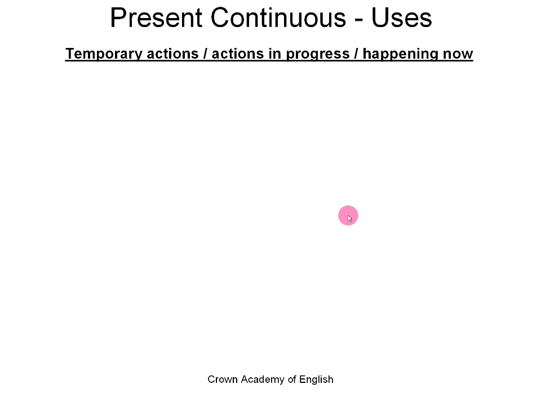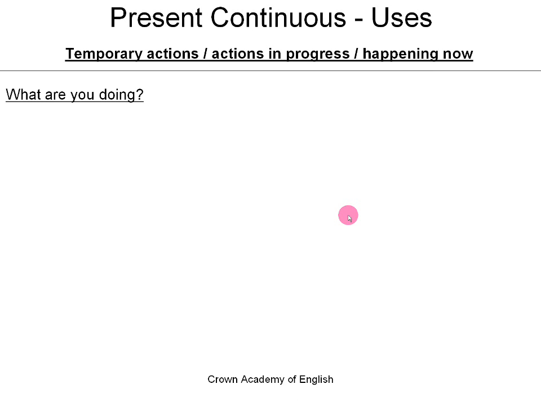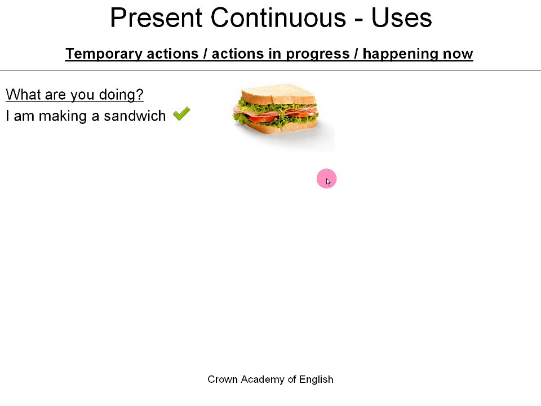So let's look at some examples. What are you doing? I am making a sandwich. And so here we cannot say I make a sandwich. All right, I make a sandwich is an example of the present simple tense. Okay, but here we are being asked. Somebody is asking us, "What are we doing?" So they're asking, "What are we doing now?" So we use the present continuous tense. I am making a sandwich. So we've got the verb to be plus the ing form of the verb making.